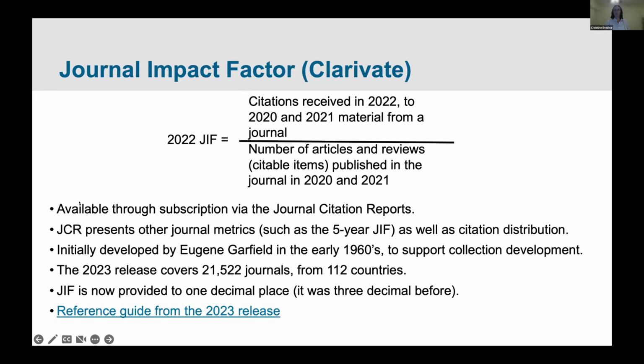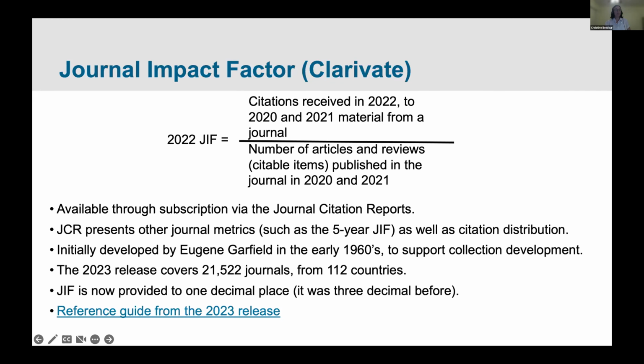The JIF is available by subscription to the JCR, the Journal Citation Reports. The JCR presents other journal metrics. I've switched; I was using that in my previous job. Now I'm using CiteScore, so I haven't been in the last year and a half, but hopefully it looks similar. Basically each journal has a full page on the JCR with other types of metrics, the five-year JIF, citation distribution. There's information on open access now, I think, as well.